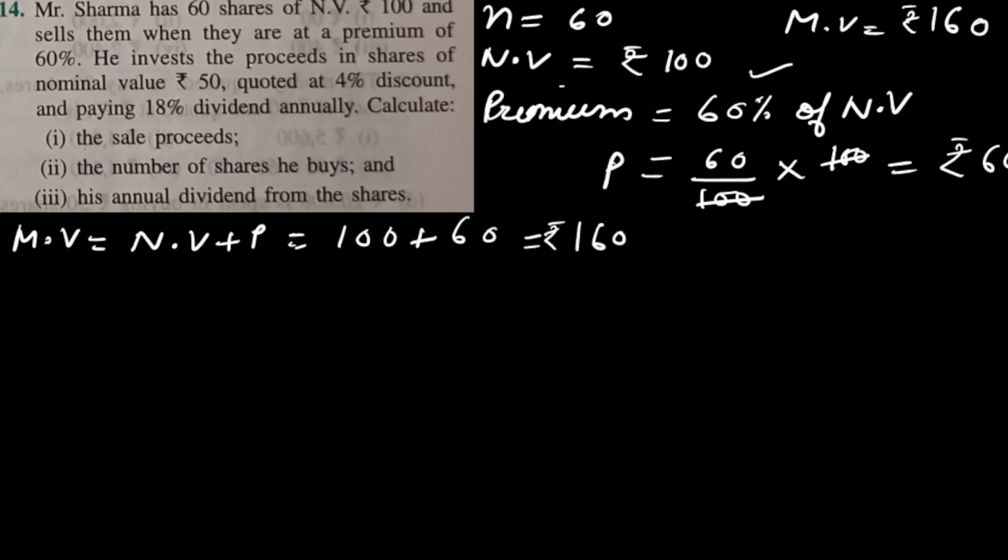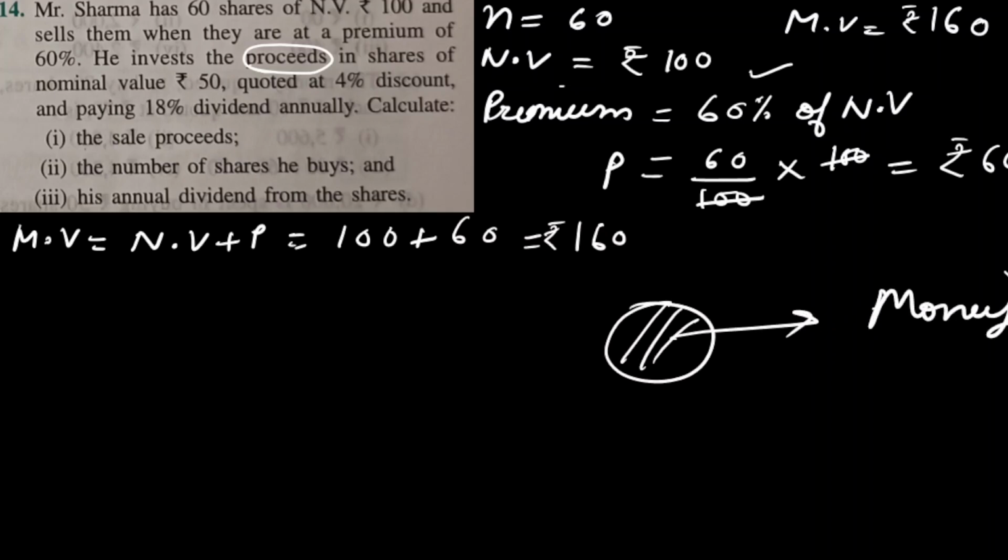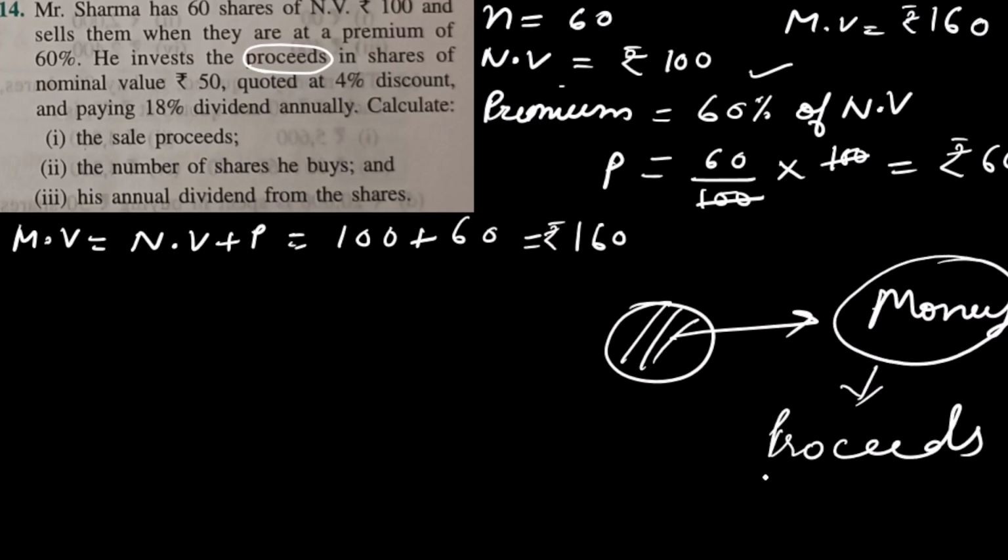He invests the proceeds. So what is the meaning of proceeds? See, proceeds means investment only, whatever he invested here. Because here, what's given is that Mr. Sharma has this many shares and he sells them. If you are selling something, like a piece of land, you will gain some money, right? So this money is what? This money is proceeds, and this you are going to invest somewhere else, right?